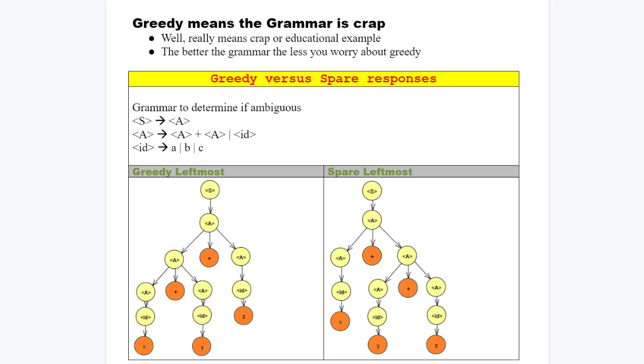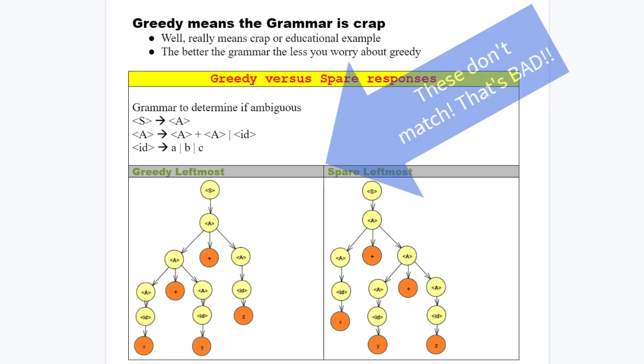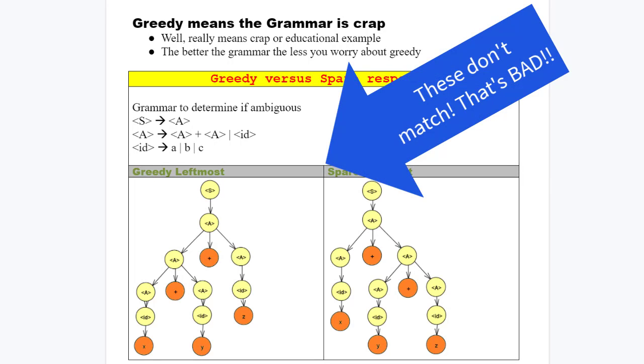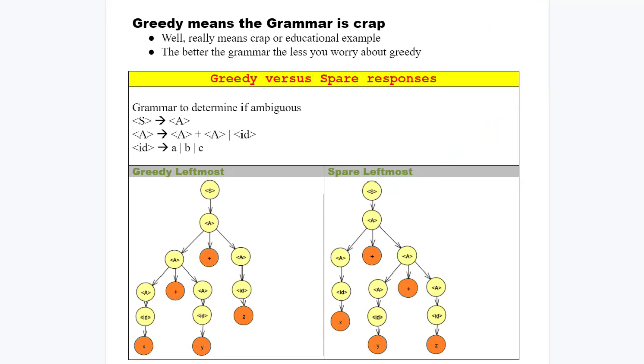grammar. And here's why. It's because here, using the same grammar we've got above here, I'm still, depending on greedy and how it's trying to match as fast and as much of the target syntax as possible. Notice it doesn't match what could be if it's a spare leftmost parse tree. And that means there's just too much ambiguity between the two, and the grammar just is not tight enough. There really shouldn't be a greedy way of doing it and a spare way of doing it.